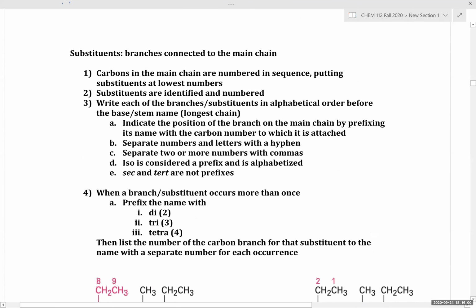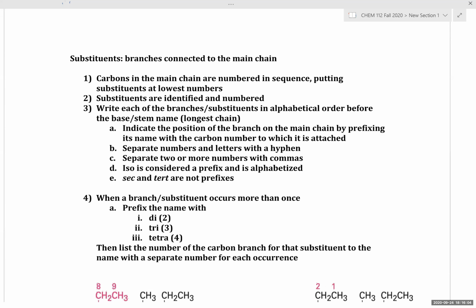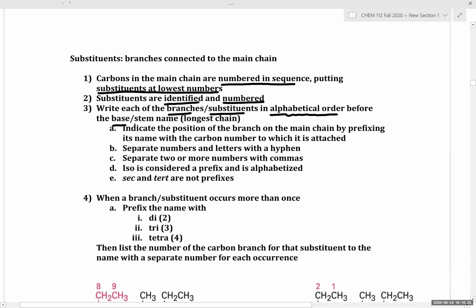Okay, now this is where you really have to follow these procedural rules step by step. So carbons in the main chain are numbered in sequence. We put the substituents at the lowest carbon numbers. Substituents are identified and numbered, and you write each of the branches and substituents in alphabetical order before the base stem name. You indicate the position of the branch on the main chain by prefixing its name with the carbon number. You separate numbers and letters with a hyphen, and you separate 2 or more numbers with a comma.